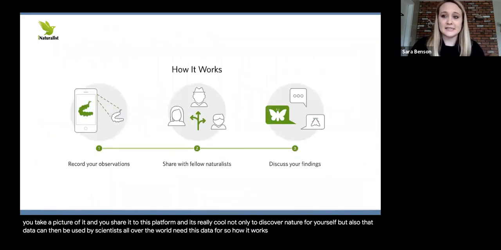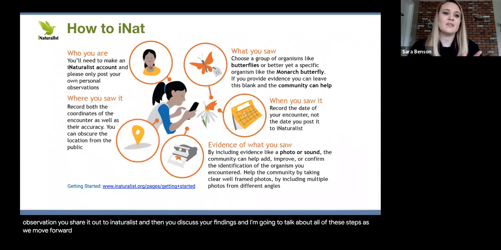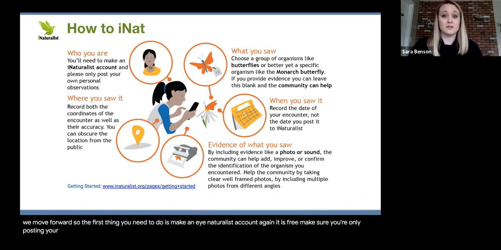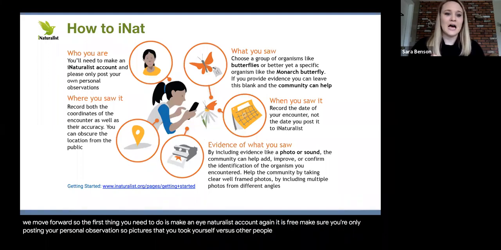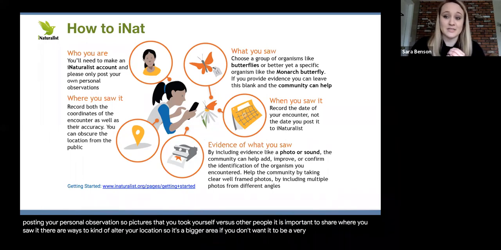So how it works is you take a picture, you record your observation, you share it out to iNaturalist, and then you discuss your findings. I'm going to talk about all of these steps as we move forward. The first thing you need to do is make an iNaturalist account. Again, it is free. Make sure you're only posting your personal observations, so pictures that you took yourself versus other people's. It is important to share where you saw it. There are ways to alter your location so it's a bigger area if you don't want it to be a very specific location.